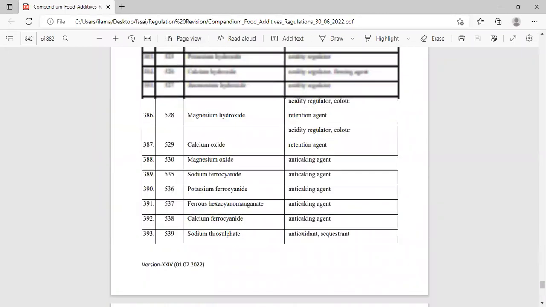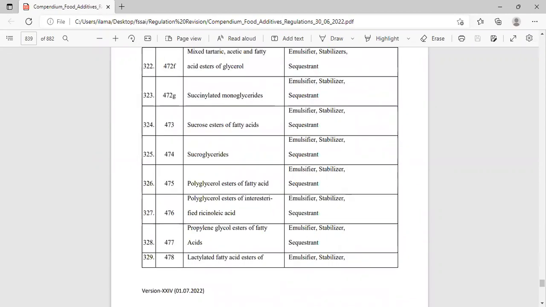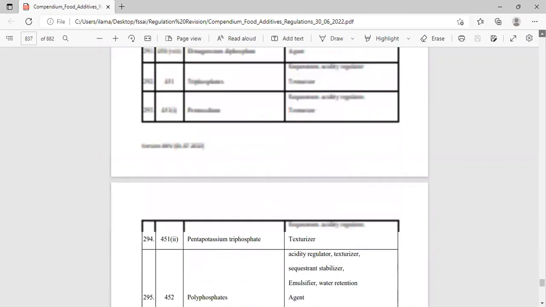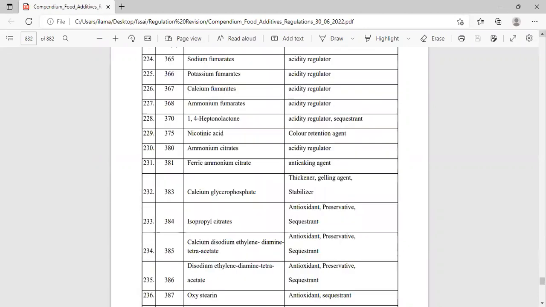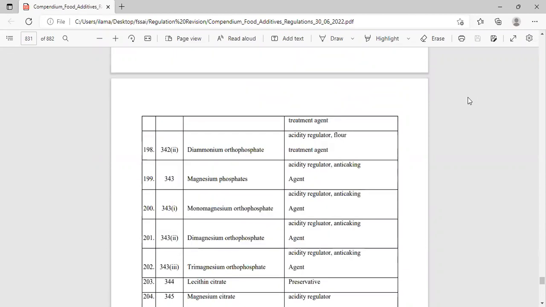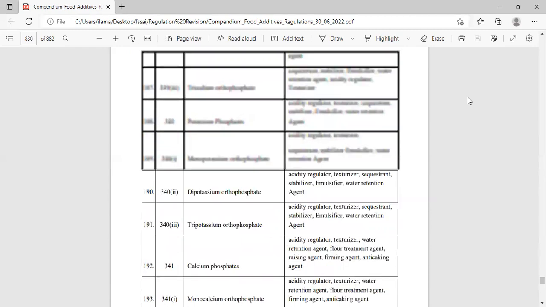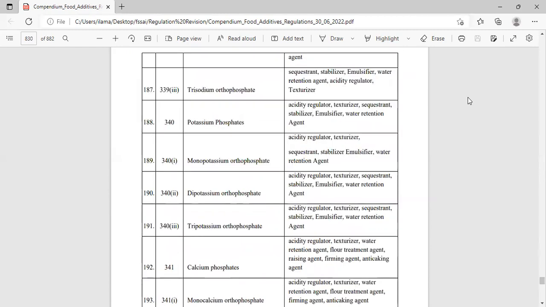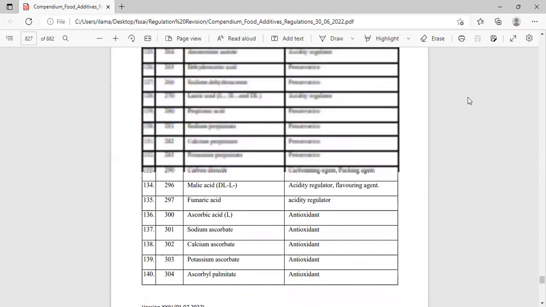Here, just read. Actually, in the model FSSAI mark, they asked about values like the calcium one, which one is used as an acidity regulator and which one is used as a preservative. So my suggestion is to make a separate note for sodium salts, potassium, calcium, what are used as acidity regulators, what are used as sequestrants, what are used as emulsifiers. Like that, please make a separate note and just revise them.